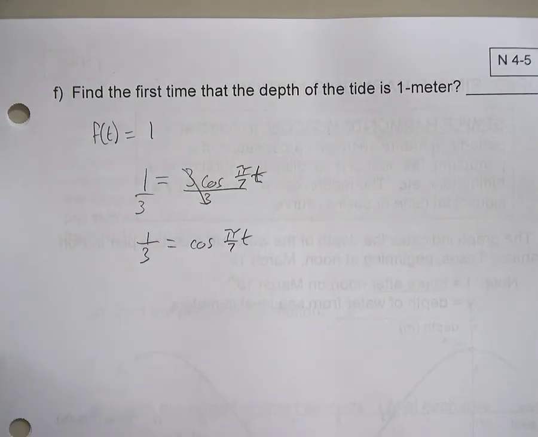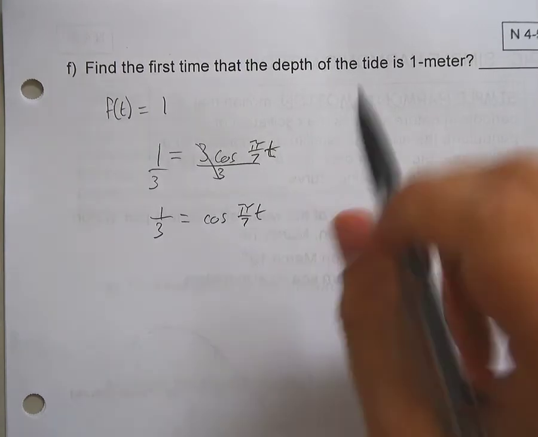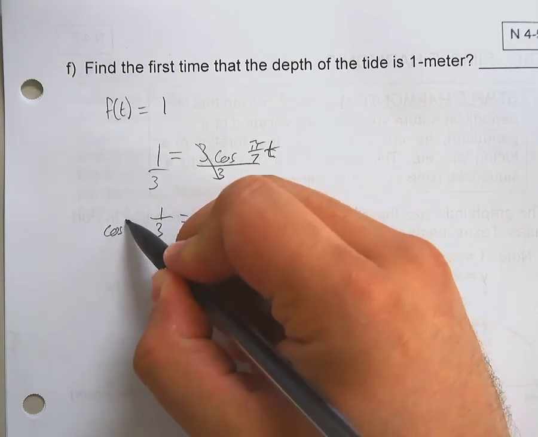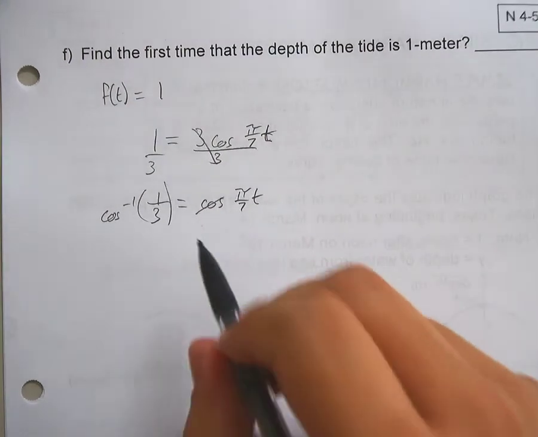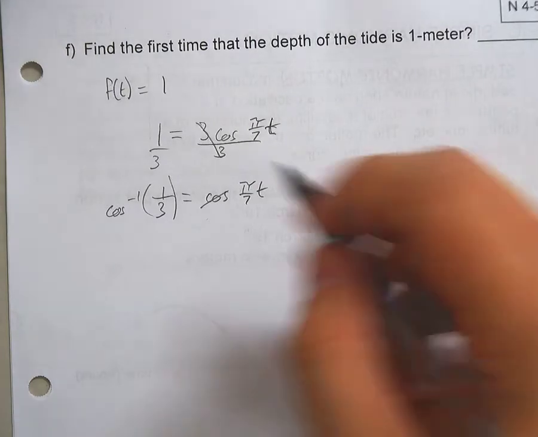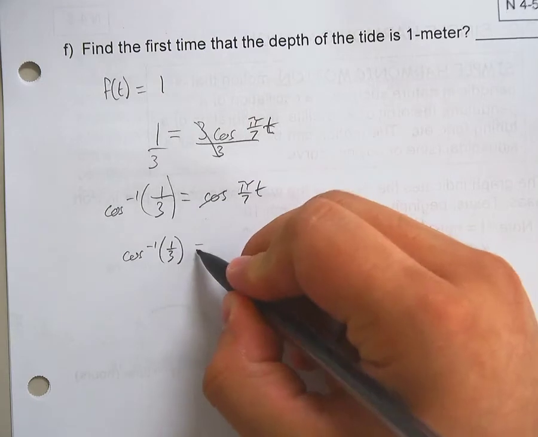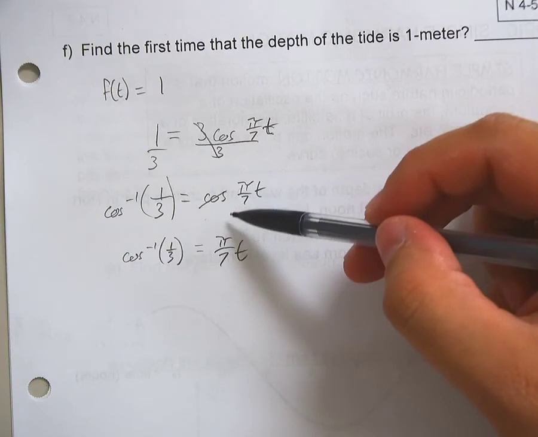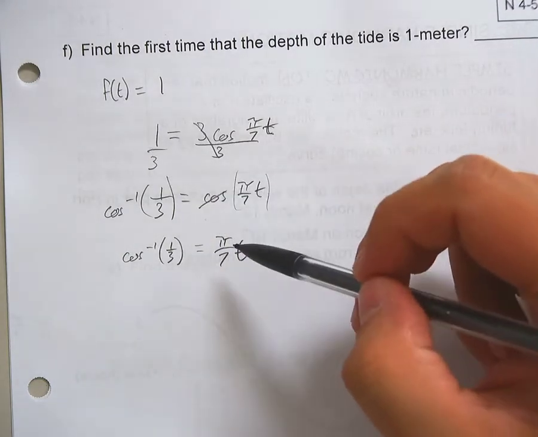Now what you can do to get rid of cosine is do the inverse cosine, and that's okay. So to cross this out, we're going to do cosine to the negative 1 of 1/3. We are not dividing out cosine. We're moving it over here with an inverse. So we end up with cosine to the negative 1 of 1/3 is equal to pi over 7 times t. Because remember that when you're taking the cosine, it's of all of this, right? So what's left over after cosine's gone? Well, this.